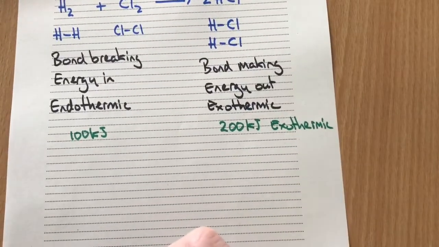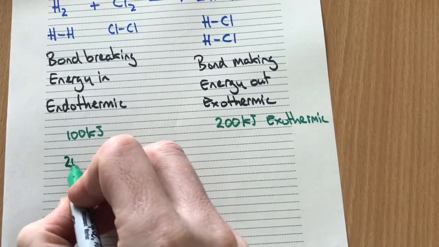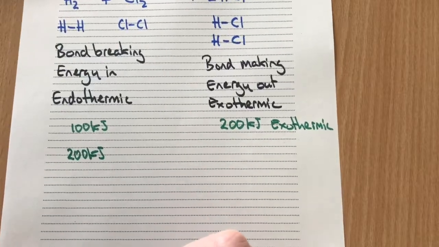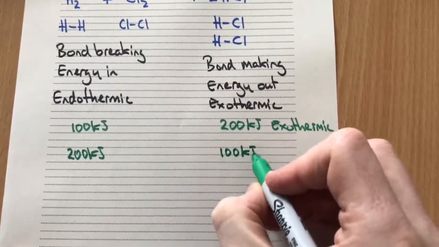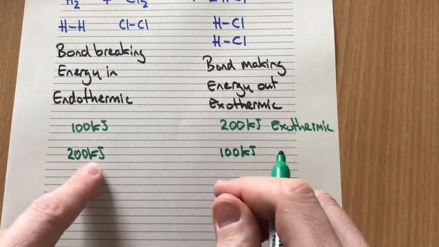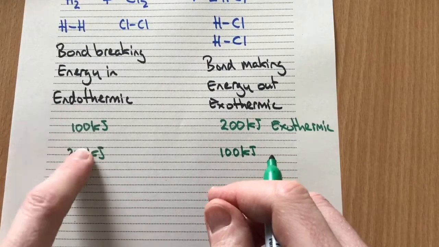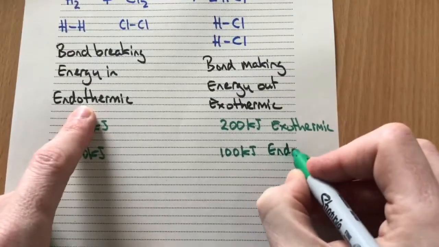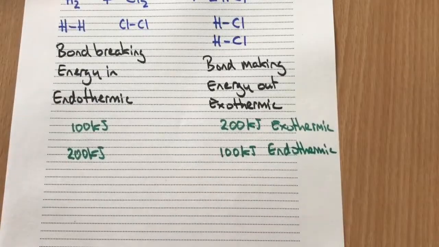If it was a different situation, let's imagine that on this side we had to put in 200 kilojoules of energy to break all those bonds, but we only got back out 100 kilojoules of energy. Therefore, this side now is the greatest amount of energy, and this is the endothermic side. Because this is a greater amount of energy than this one, this means this reaction would be endothermic overall. Hope that explains it.